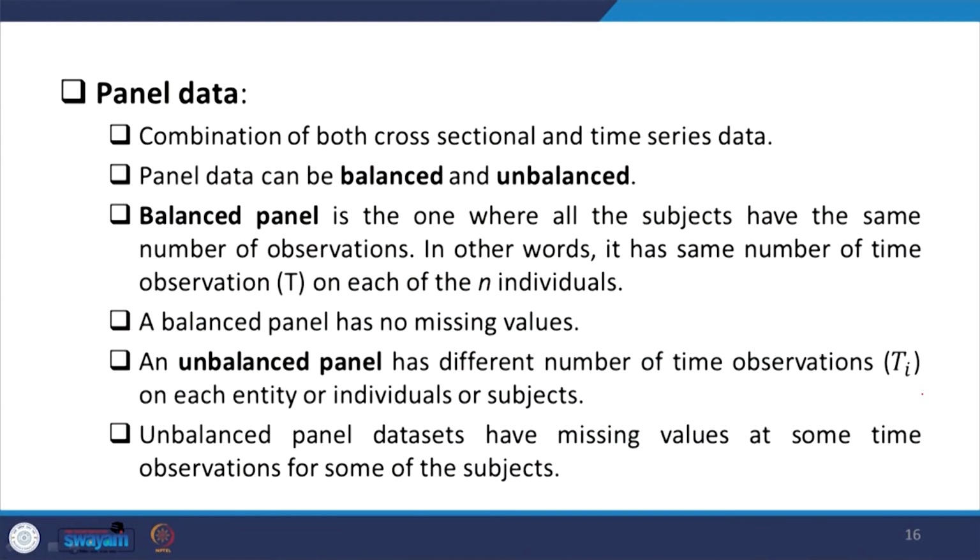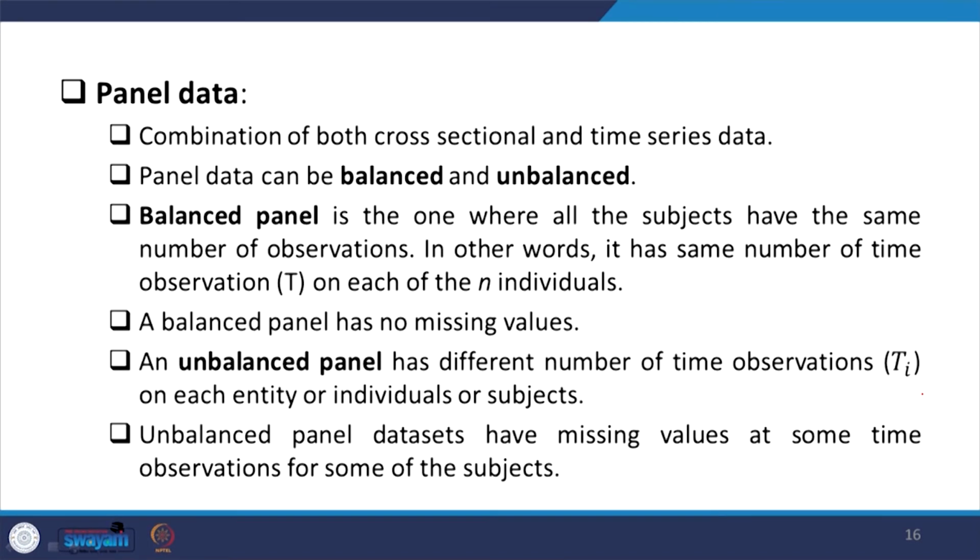Now, the last aspect of the data that is important, which we are covering now, is called panel data. Panel data, we have already clarified the basics of it. Now, discussing once again: after understanding cross section and time series, when we combine both, it is called panel. Panel data could be balanced or unbalanced. What do we mean by balanced? Balanced is where the same number of observations are repeated every time. In other words, it has the same number of time observations on each of the n individuals. So, every time the same time periods and same number of individuals continue in the data, it is called balanced panel data.